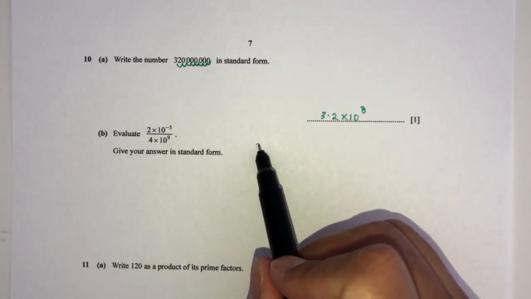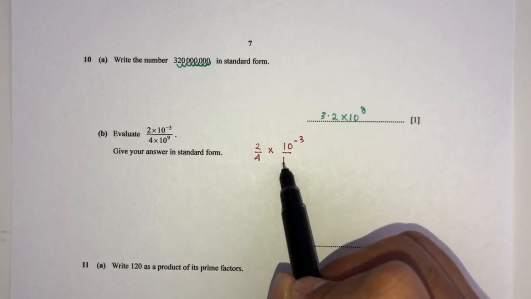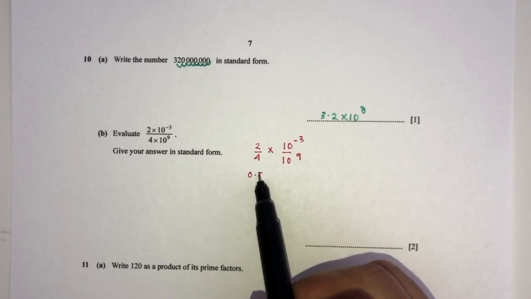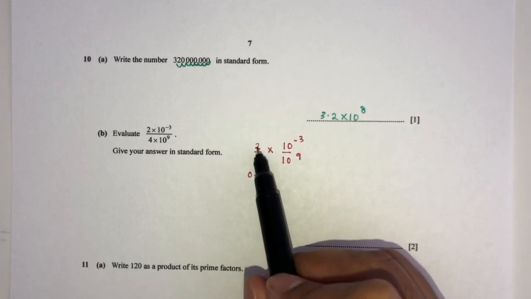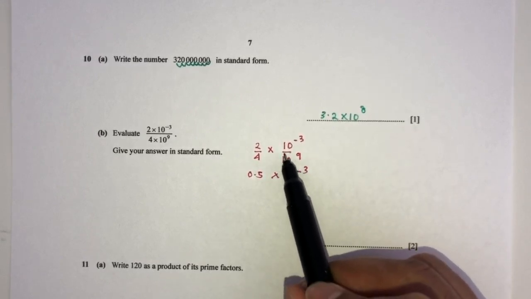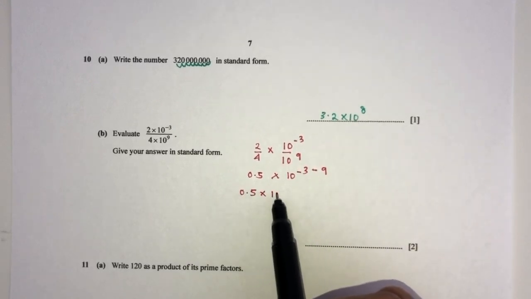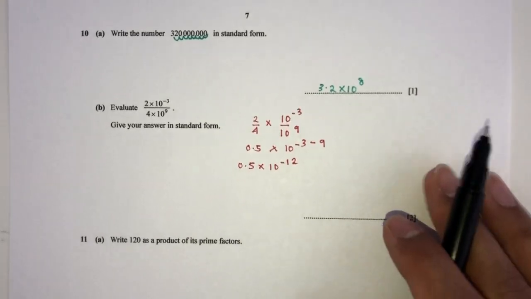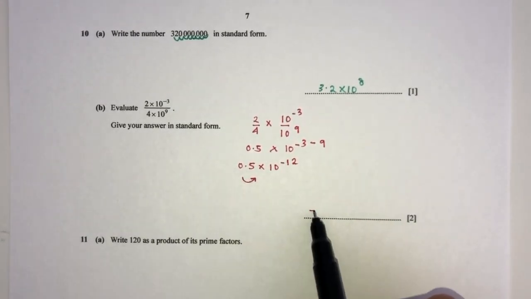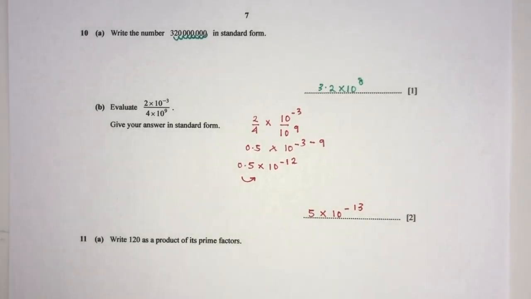Now this one, again, we just have to try to simplify. So here we have 2 over 4 multiplied by 10 power minus 3 over 10 power 9. Simplify, this will give you what? 0.5, do you agree? 2 over 4 is 0.5. It is half, right? Now this one will give you minus 3. So divide is minus, this will give you 9. 0.5 times 10 power minus 12. Now obviously in standard form we have to move this over here. Now it'll become 5 times 10 power minus 13. That'll be part B of your question.